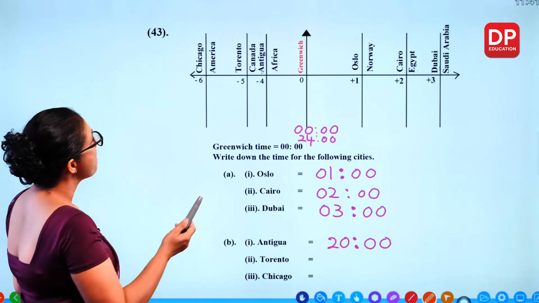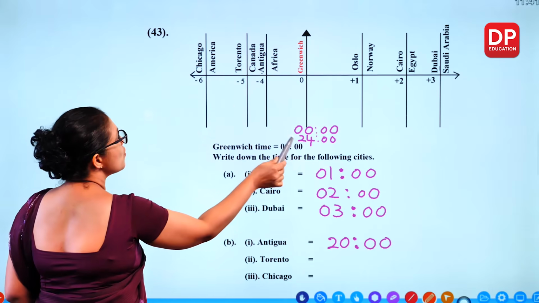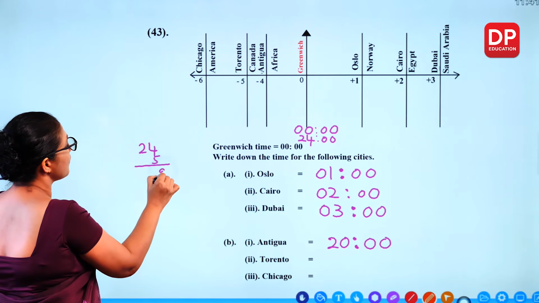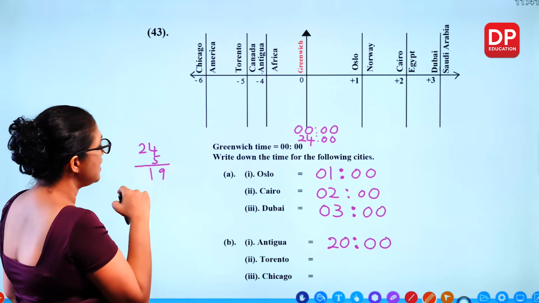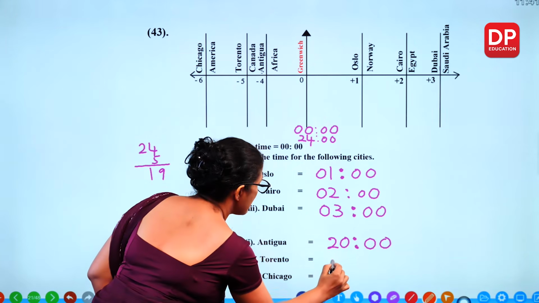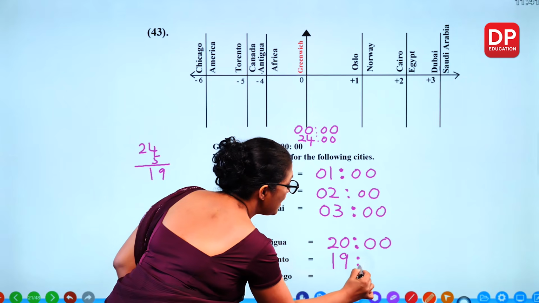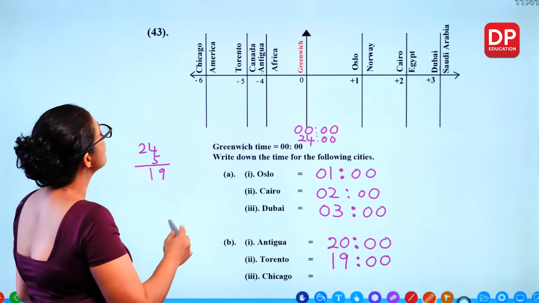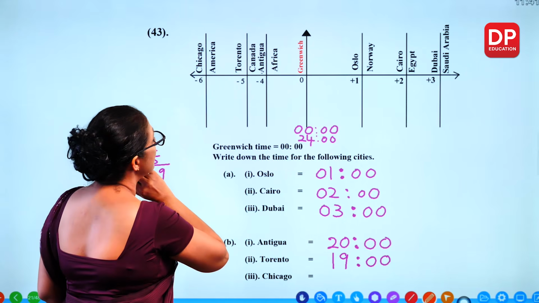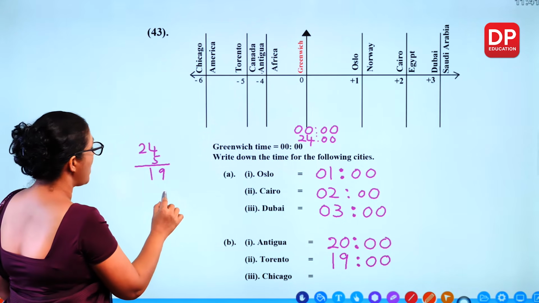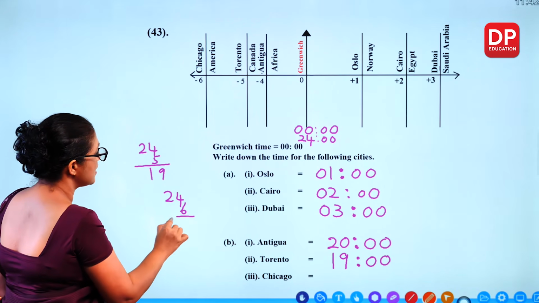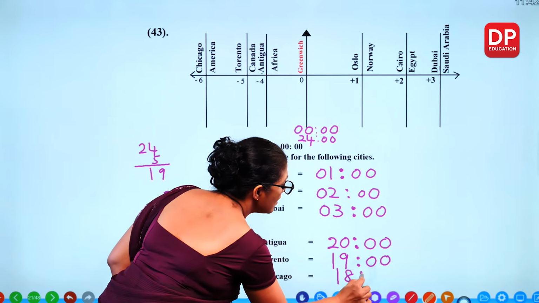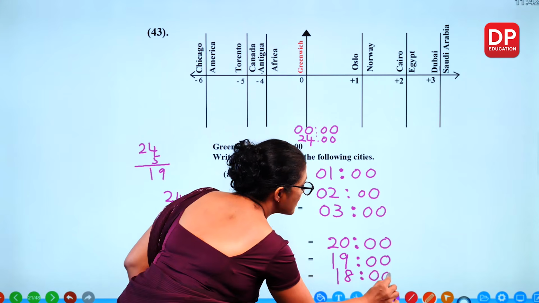Toronto, subtract 5 from that. 24 minus 5. You get 19 as the answer. So 19 means 7 p.m. Chicago. Chicago is minus 6. So 24 minus 6, you get 18. So 6 o'clock in the evening, 6 p.m.